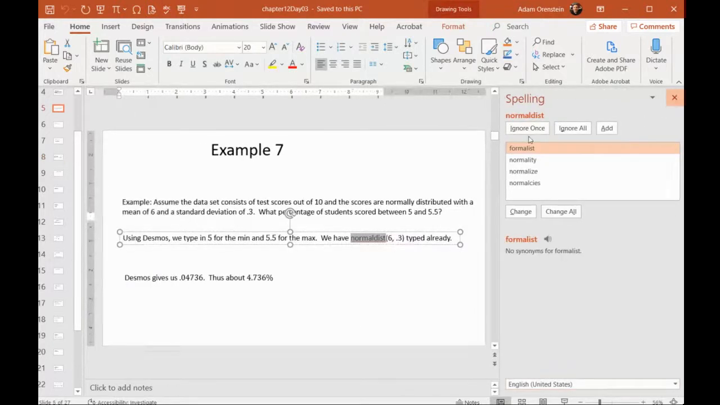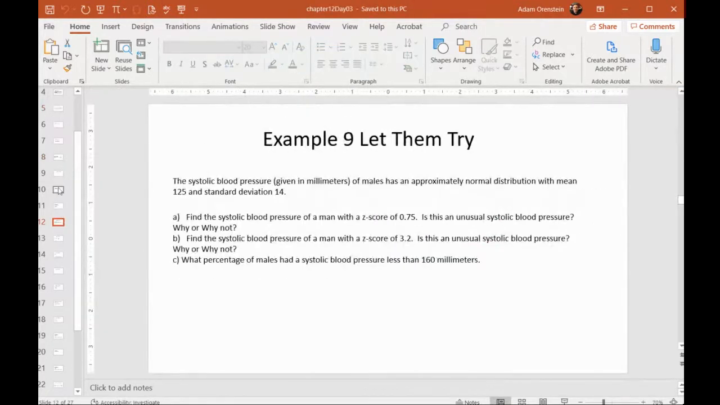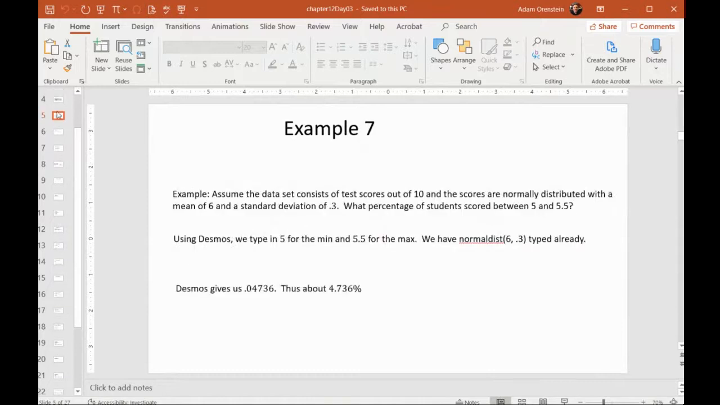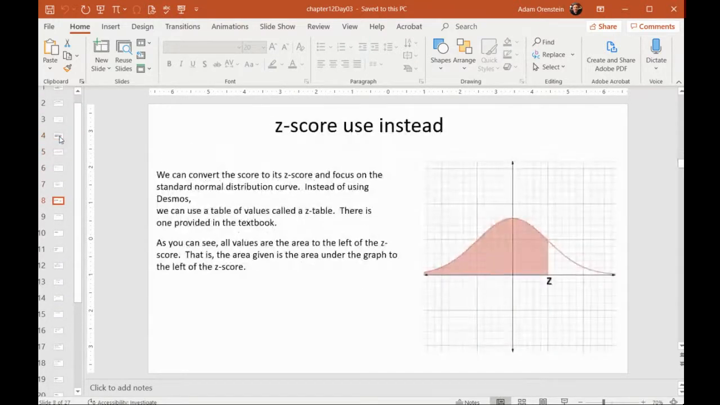Well, wrong button. I clicked the spell check button by mistake. Let me get back to my notes. Oh, gosh darn it. Here we go.